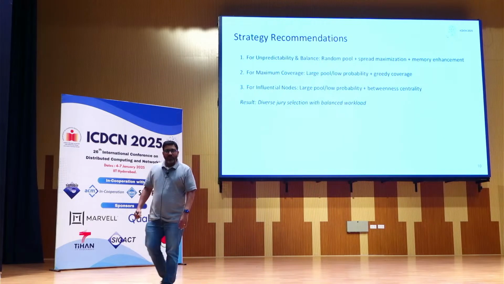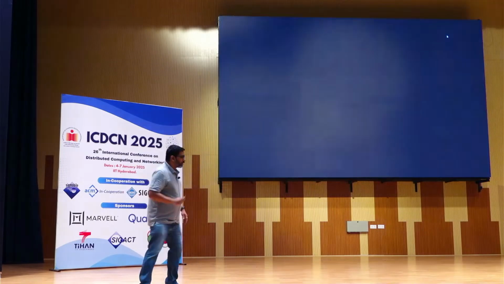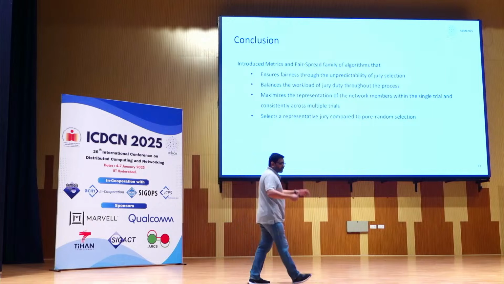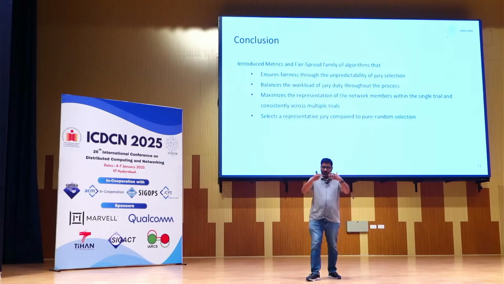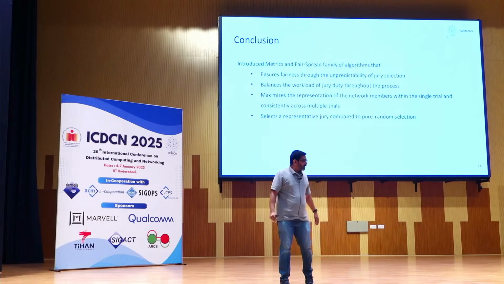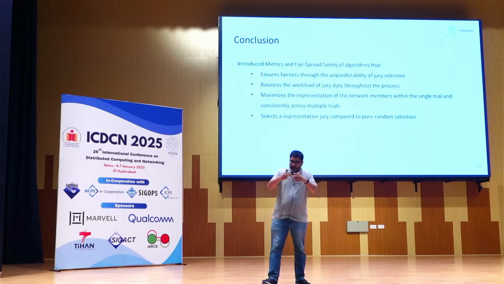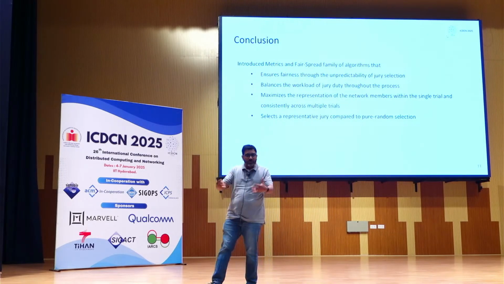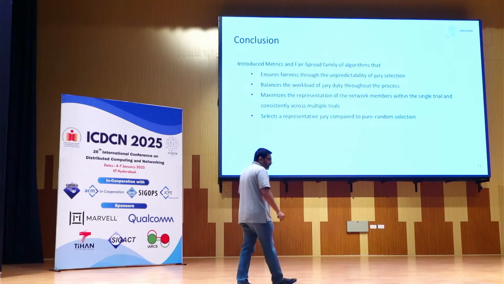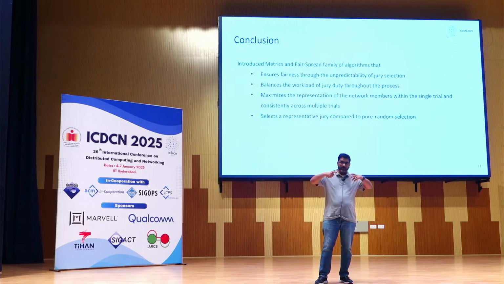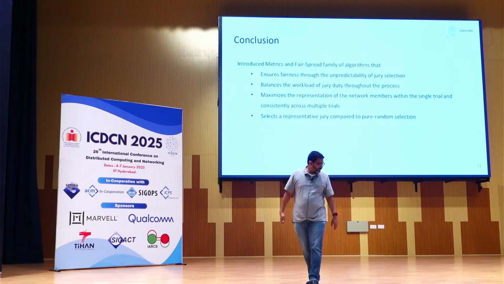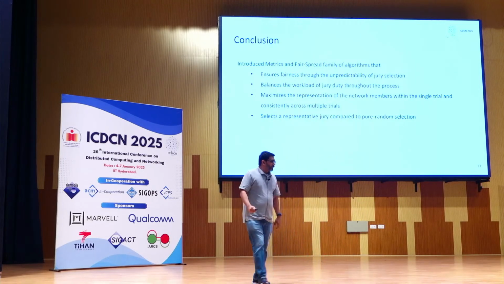And so that's essentially it. But as far as this work is concerned, we came up with a bunch of heuristics to ensure fairness. It was a sort of unpredictable choice of jury members. It made sure that the workload is balanced, but at the same time, the jury members are sufficiently spread as well.